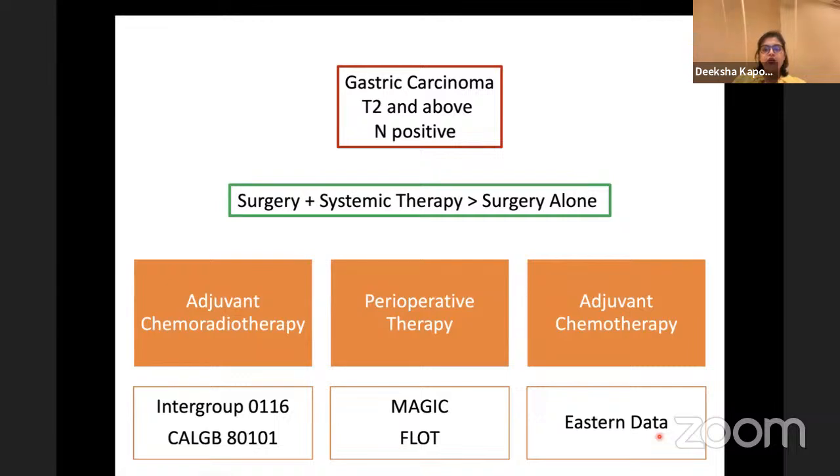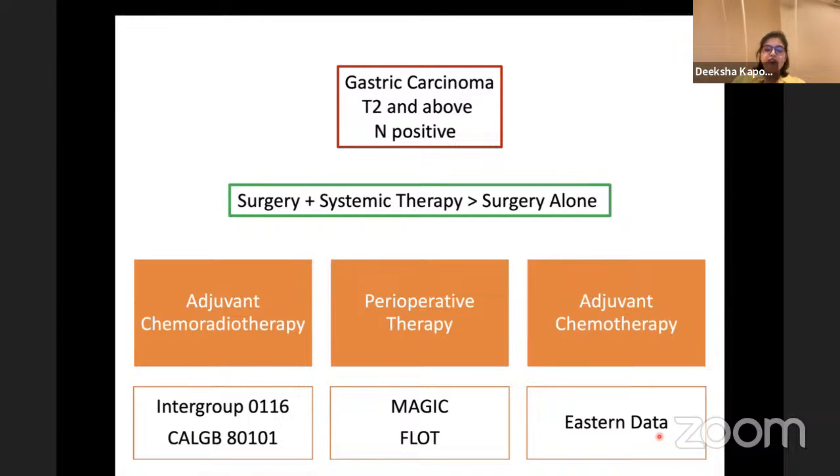If I have to put everything in one slide, this is the moral of the story. Gastric carcinoma, T2 and above, N positive, surgery alone is not enough. You want surgery and systemic therapy, which works better than surgery alone. Now, like I said, there are various ways we can factor this in. We can talk about adjuvant chemoradiotherapy. We can talk about flanking surgery with chemotherapy on either side, that is perioperative therapy, and adjuvant chemotherapy.